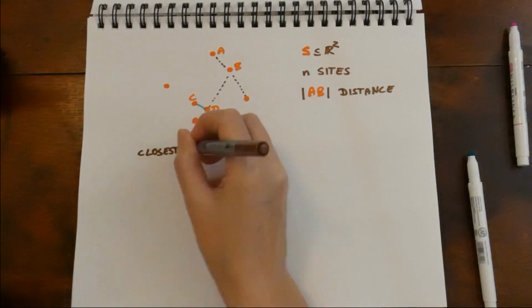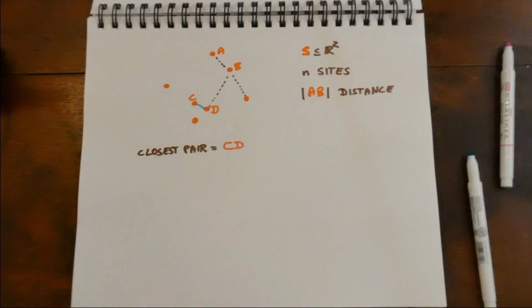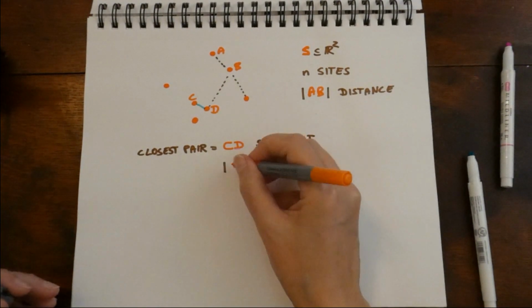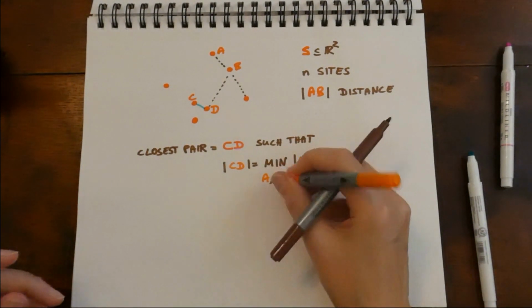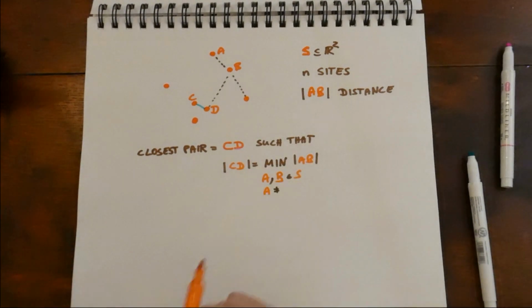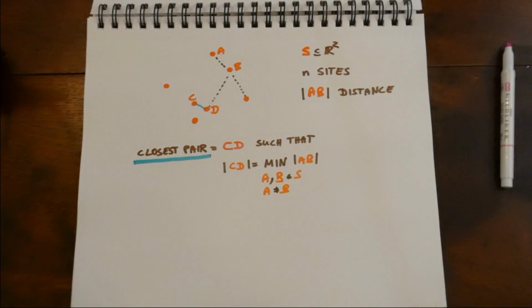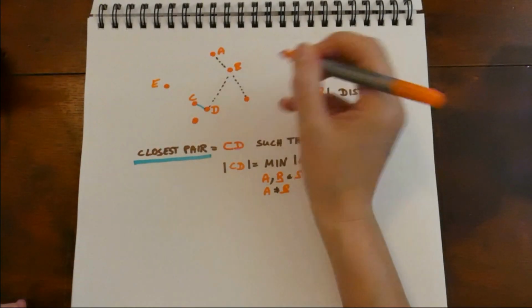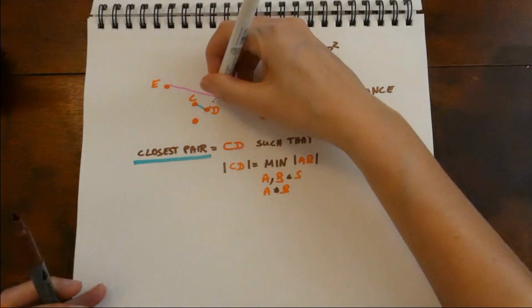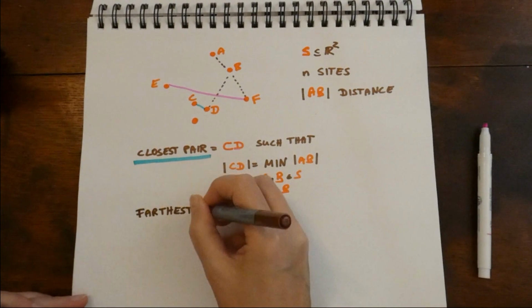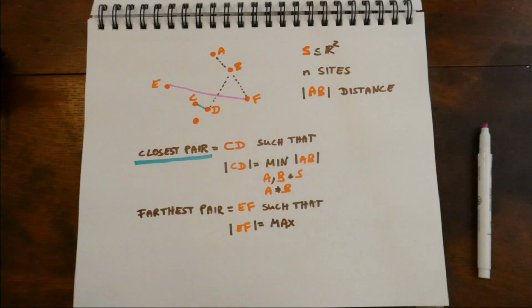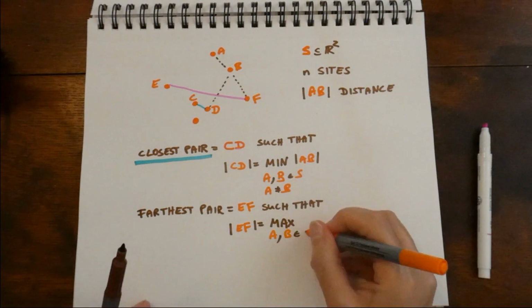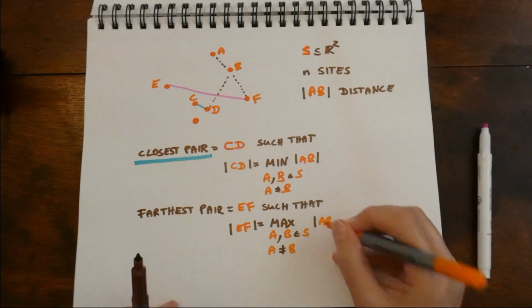The closest pair is the pair CD such that the distance between C and D is the minimum over all pairs of sites A, B in S, with A not equal to B, over the distance AB. Similarly, the farthest pair is the pair whose distance equals the maximum of all distances among all pairs of points in S. The farthest pair is the pair EF, such that the distance between E and F is the maximum over all pairs A, B in S with A not equal to B, over their distance AB.